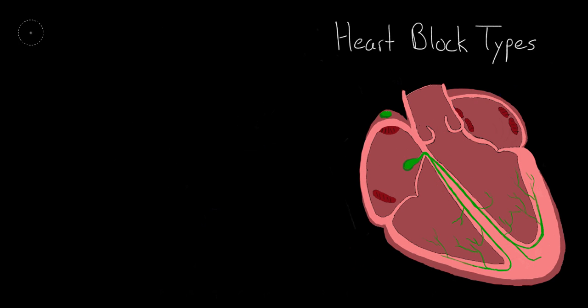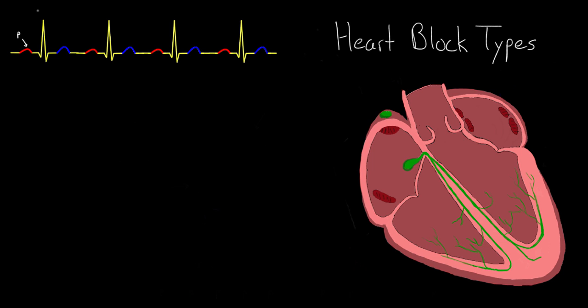So let's look at a succession of heartbeats on a rhythm strip. Here we can see our P wave, our QRS complex, and our T wave. As the heart beats, this electrical signal repeats itself over time. And this is a normal rhythm.